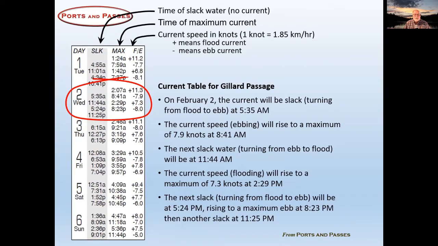We can see here on the daily tables, and again, these are for the 2nd of February, that at 2:07 a.m., the current is flooding. That's what the plus sign means, is that the current is flooding at 11.3 knots. Then at 5:35 a.m., the current is slack, and this is what we call turn to ebb. At 8:41 a.m., the ebb is at maximum, and it's ebbing at 7.9 knots. And there's a negative sign, a minus sign in front of the 7.9 indicates it's an ebb current. So we can see that there are some pretty strong currents here in Gillard Passage.